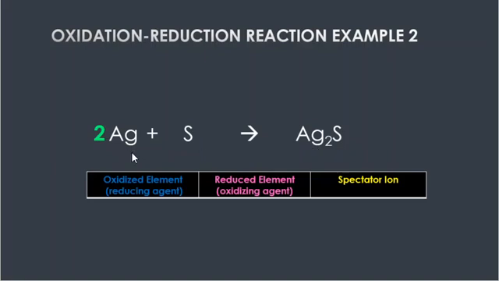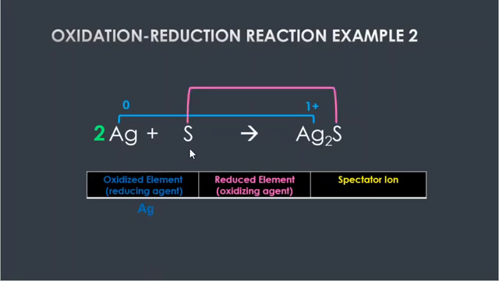Let's start with looking at silver. Silver in its pure elemental state has an oxidation number of 0, and on the product side, in an ionic compound, its oxidation number is +1. So that is possible due to a loss of electrons. Notice the oxidation number value increasing. So hopefully you were able to identify silver as the element being oxidized, also known as the reducing agent.